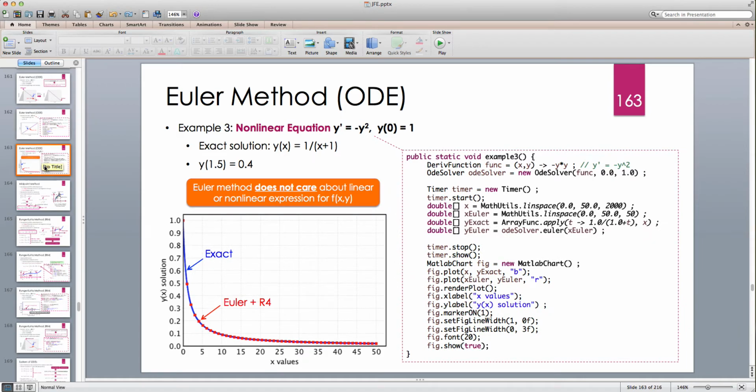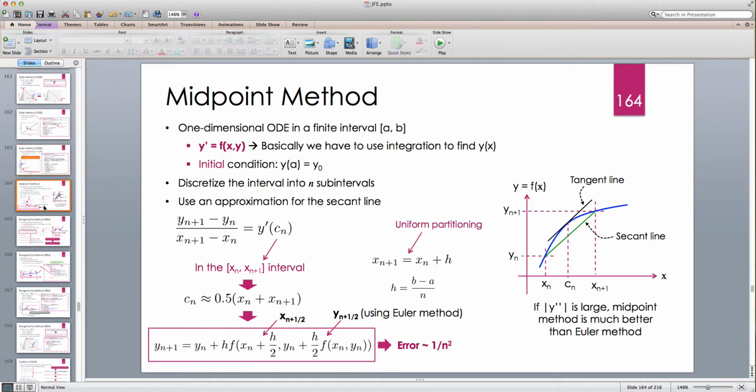And then we looked at more examples of the Euler method. Here I'm comparing the exact solution with the Euler plus fourth order Richardson acceleration. Then for Euler, we said that it has a very poor order of error. That's why we have to use convergence acceleration.